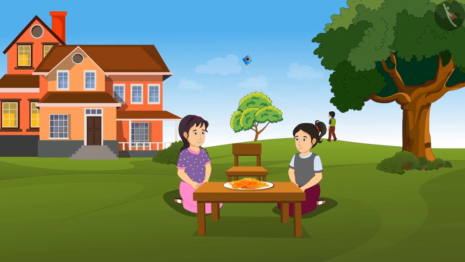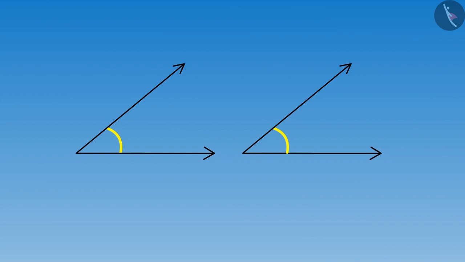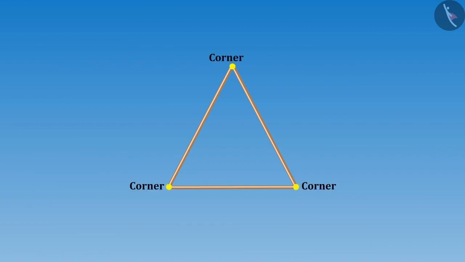Really? How is that, sister? The angle tells us the extent of rotation between two lines. The more the rotation, the more the angle. Now look here. If I join another stick to these two sticks, then a triangle is formed. Can you tell me now how many corners and how many angles are present? Sister, from what I understood, 3 corners are formed here. And since there are 3 corners, only 3 angles are formed.